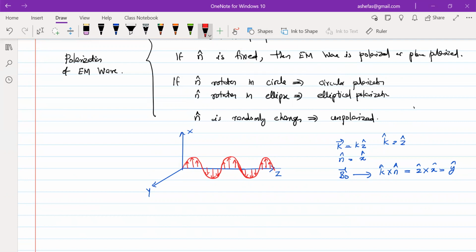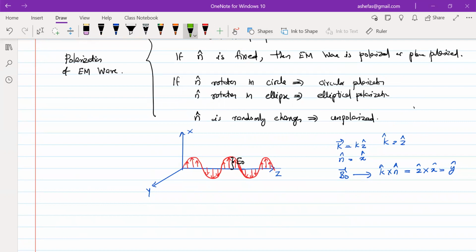Now the maximum value of this electric field is called E0. So this length is called E0, the amplitude of the electric field. Now, what would be the direction of magnetic field?